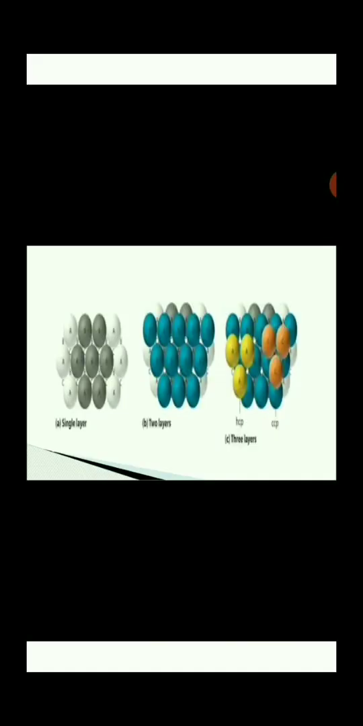Here you can see 3D packing from 2D hexagonal close packed layers. The first picture you can see is of a single layer, where the atoms of the second layer are fixed in the depression of the first layer atoms. So there is formation of 2 types of void when the second layer is formed above the first layer. The 2 types of voids that are formed are tetrahedral and octahedral void. Now we'll see the formation of tetrahedral void.